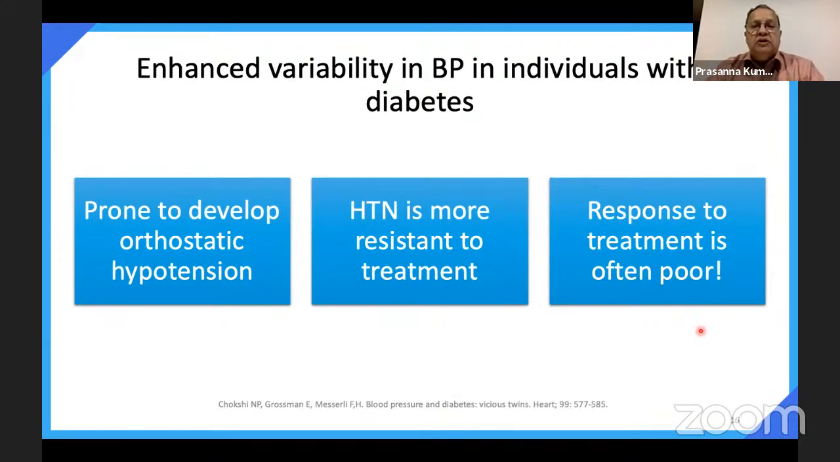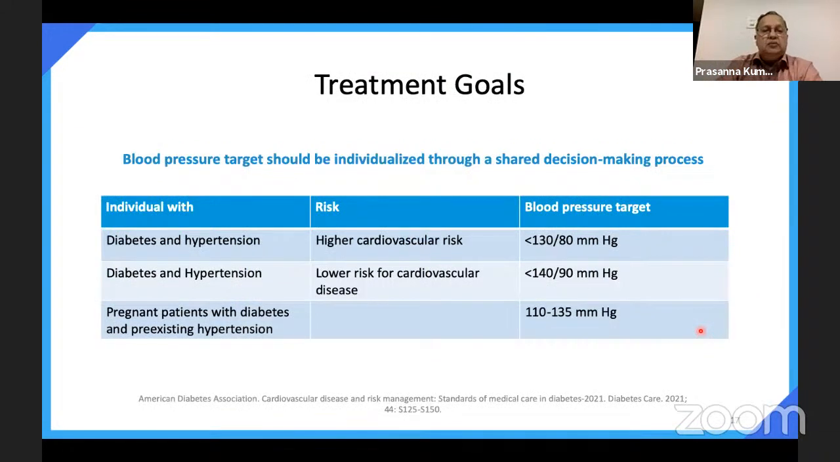Hypertension is more resistant to treatment in diabetes. The response to treatment is poor in diabetics with hypertension. This is the reason why in this module we are talking about blood pressure: how to measure, when to treat, how to treat, and what the target should be. In a patient with diabetes and hypertension, in a patient with higher or lower cardiovascular risk, or a patient who is pregnant or non-pregnant, this is how it varies.